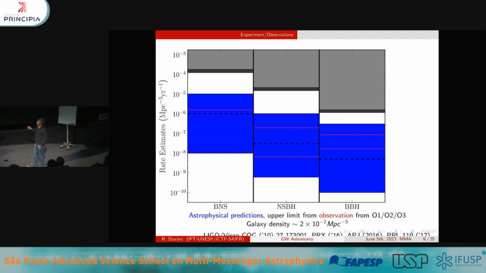So that means that since this is the rate per year, for a galaxy like ours you have to expect 10 to the 4, 10 to the 5 years to have one event. Okay, these events are very rare compared to supernovae, where you have less than a century, 50 years. These events happen every 10 to the 4, 10 to the 5 years per galaxy.